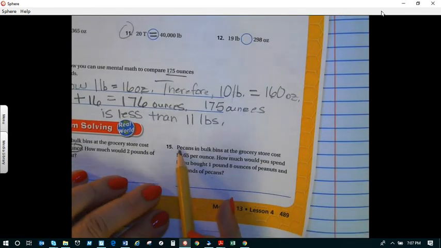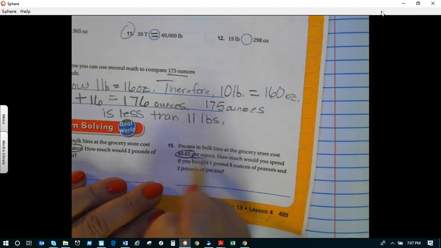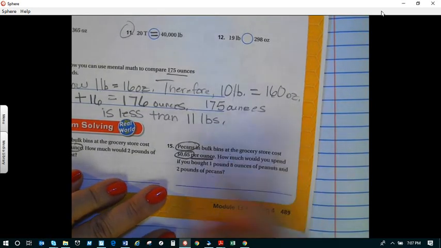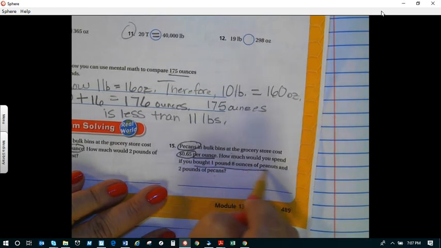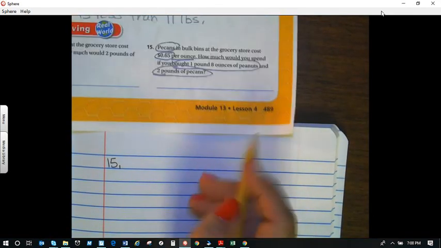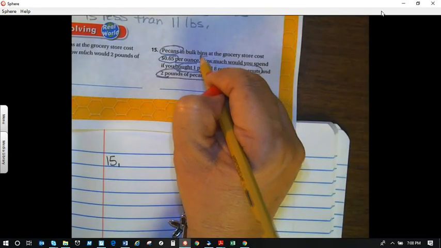But look at over here. Now, the pecans in bulk bins at the grocery store cost 65 cents per ounce. I'm going to have to do this on paper. It's saying, how much would you spend if you bought 1 pound, 8 ounces of peanuts and 2 pounds of pecans? All right, I cannot forget. I'm going to move over here to number 15. All right, I did all my circling in my question, right? I'm going to move this down. Did all my circling. Here's my bracket. How much would I spend?